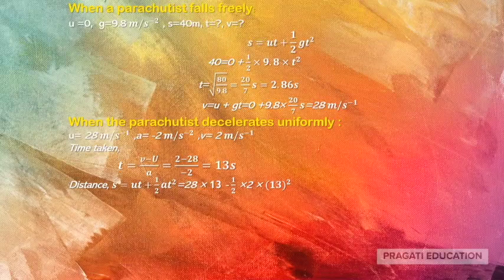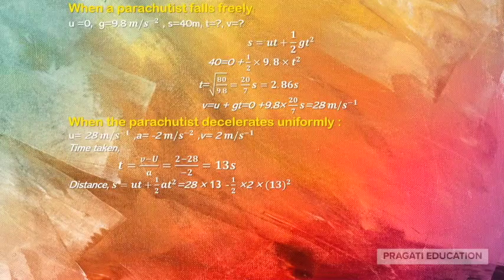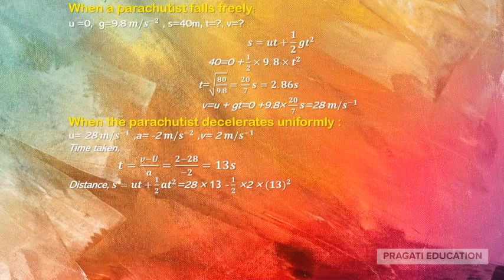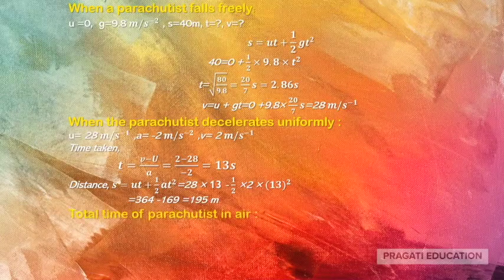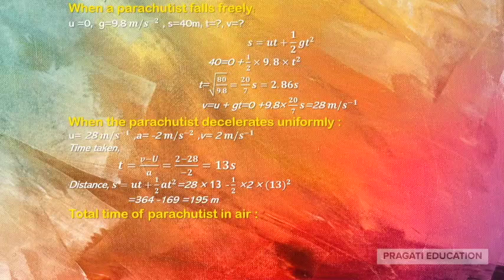After that we have to calculate the distance, how much distance it covered. So s is equal to ut plus half at square. 28 into 13 minus half, 2 into 13 square. So the distance it covered will be 195 meter. This is the distance when the parachutist retards with the help of the parachute. It covers distance 195 meter.